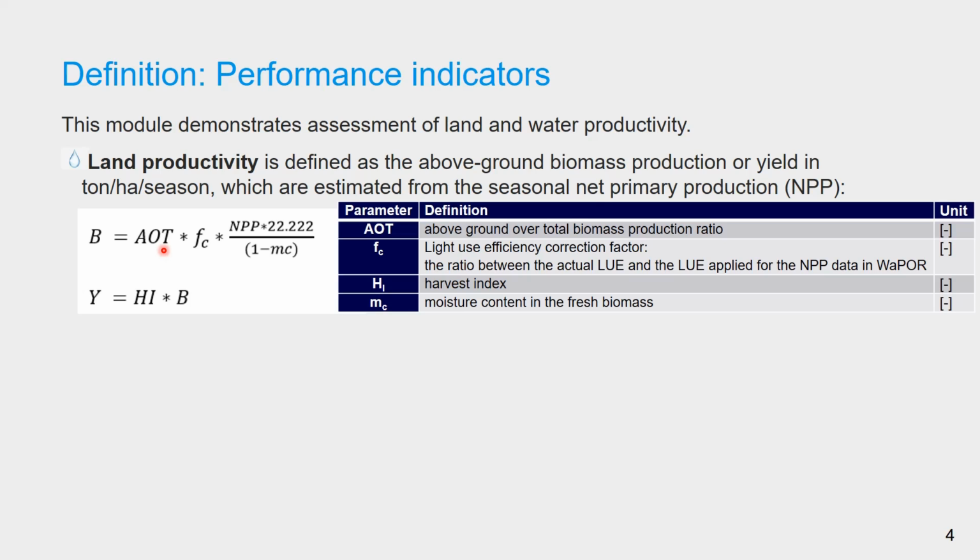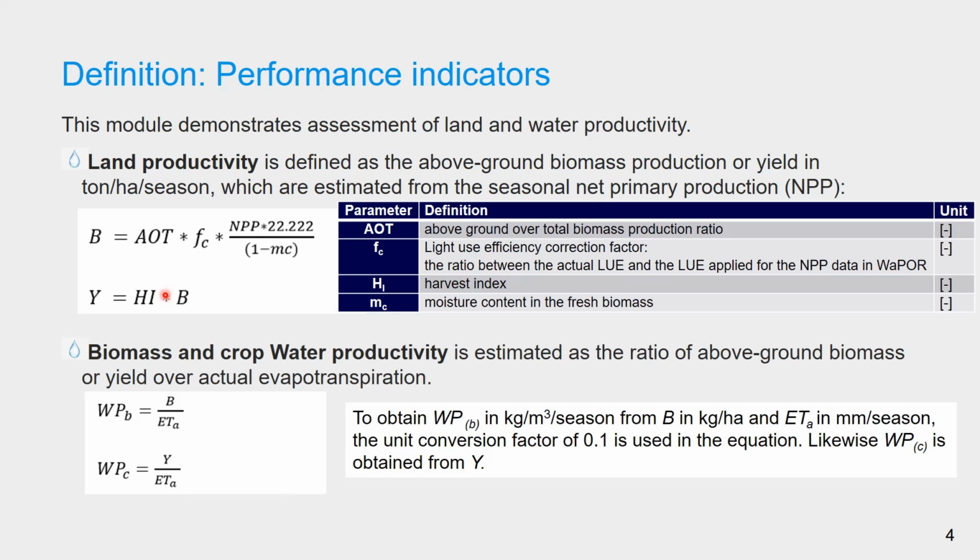This leads us to above ground biomass, and then crop yield can be calculated by multiplying the above ground biomass by the harvest index. The biomass water productivity is then calculated by dividing the above ground biomass by the seasonal actual evapotranspiration, and then the crop water productivity is calculated by dividing the crop yield by the seasonal actual evapotranspiration.